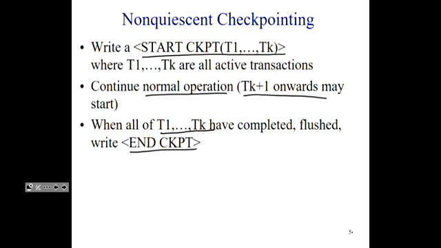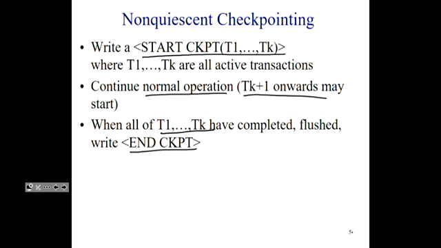So you don't stop taking transactions. You continuously take in transactions. What you write is, hey, at this point, all of these transactions, T1 through Tk, were active. Then once you've written that out, you may have new transactions that start, Tk plus 1, Tk plus 2, and so on. And when all of T1 through Tk have completed and their effects are reflected on disk, I will say end checkpoint.